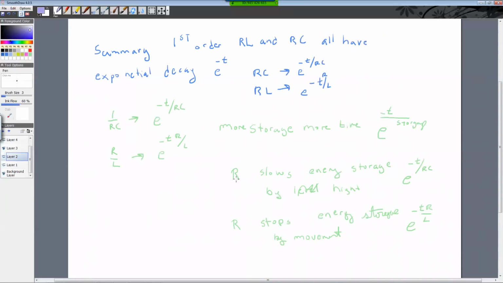Now, in the capacitor, the bigger it is, the more it slows down how fast something fills up or drains. But in the inductor, the R stops flow. So the bigger the R, the quicker it will stop the flow. And so we have that. All right.